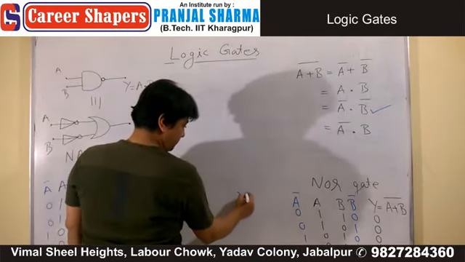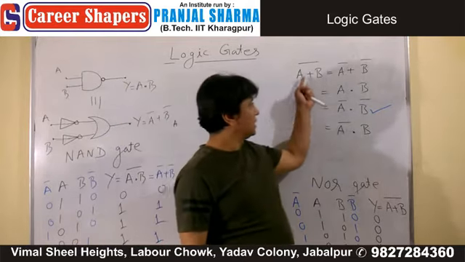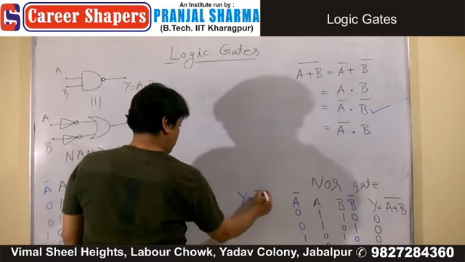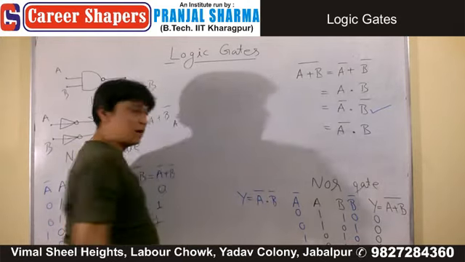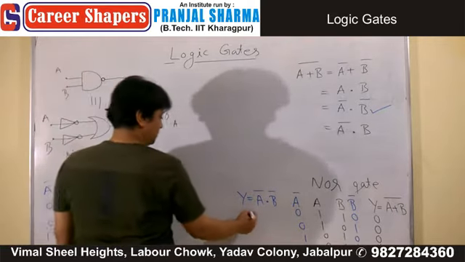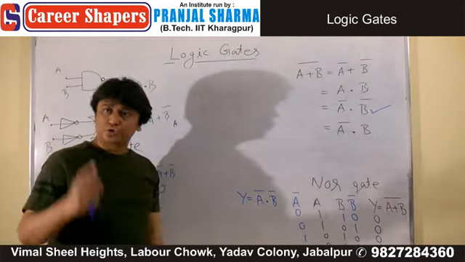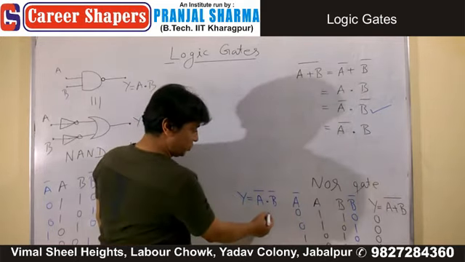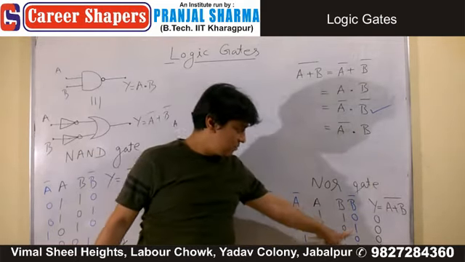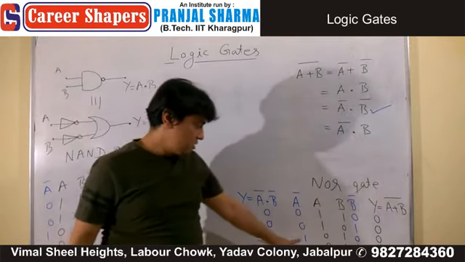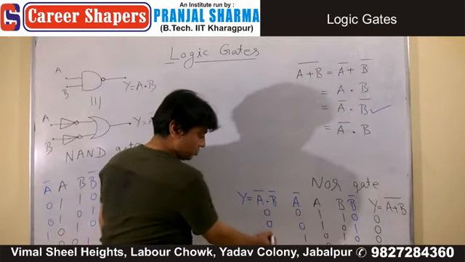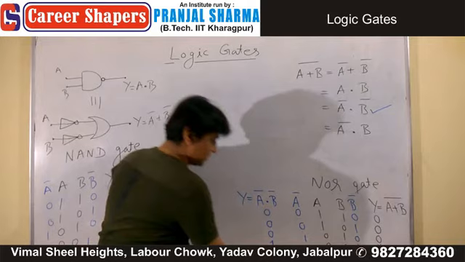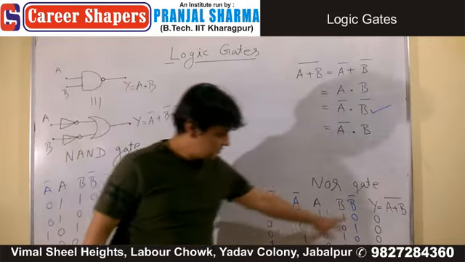So, what is Y? This is also A bar dot B bar. Then, let's produce the truth table using these values. 0 multiplied by 0 will give you what? 0. 0 multiplied by 1 will give you what? 0. 1 multiplied by 0 will give you what? 0. 1 multiplied by 1 will give you what? Another 1. This is the same as this.